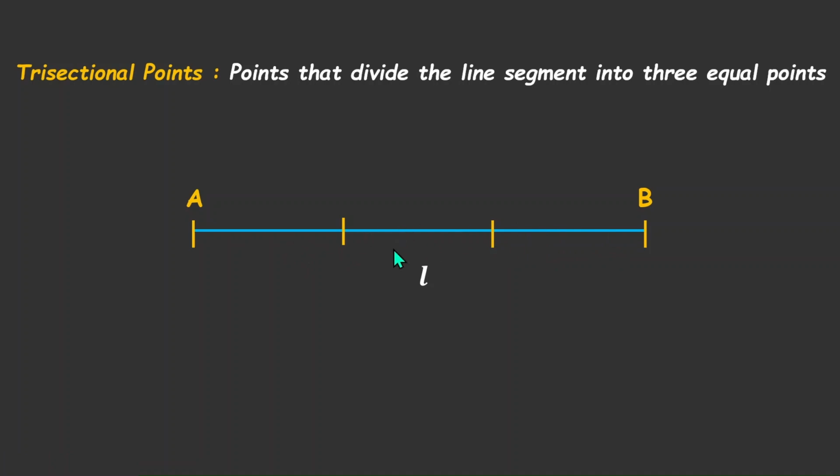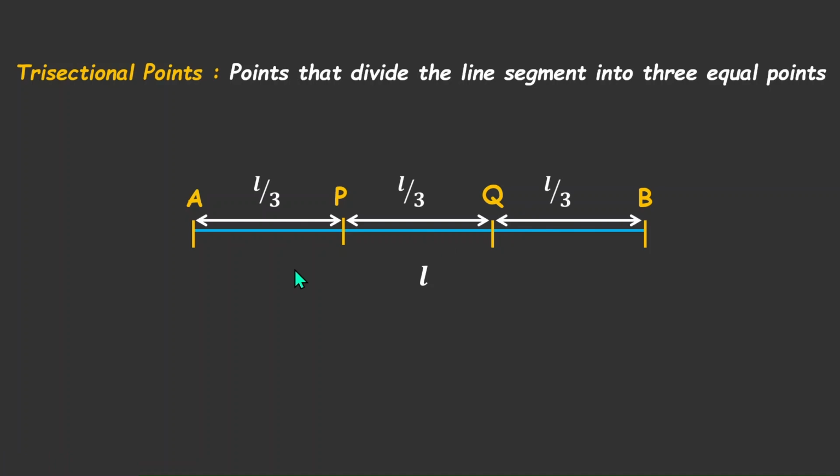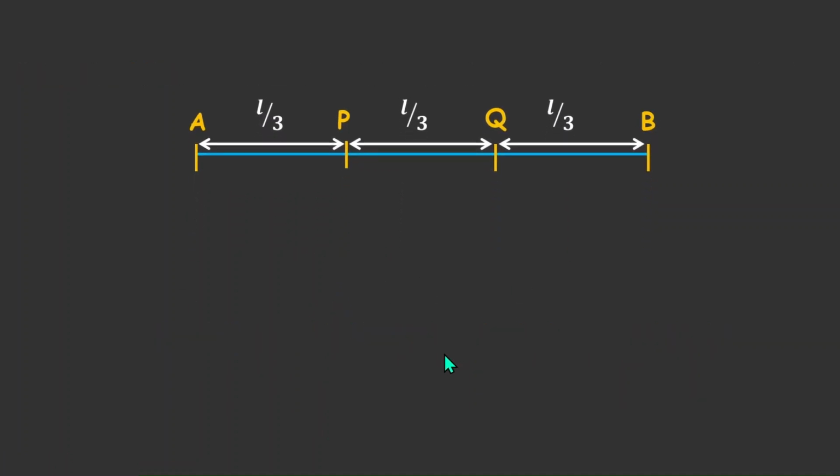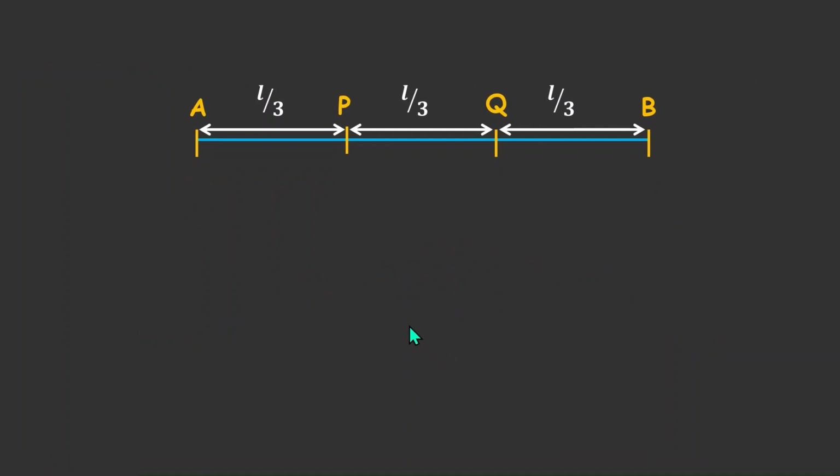parts. So let's call these points P and Q, and then you can see this length is L by 3, this length is L by 3, and this length is also L by 3. So one thing we've established is that we need 2 points to divide the line segment into three equal parts. Now let's focus more on this and see if we can get more information out of this.